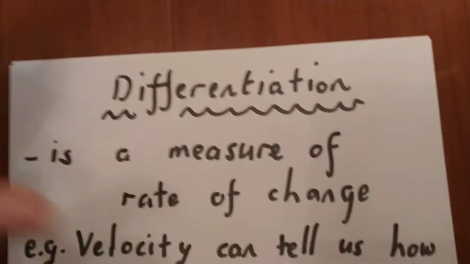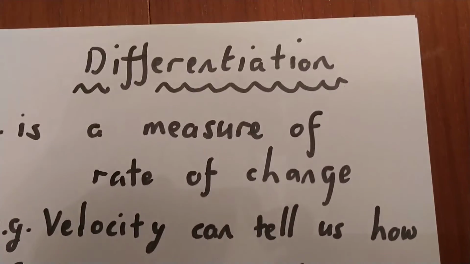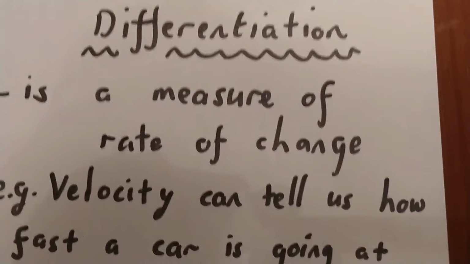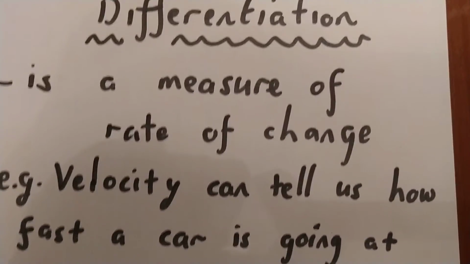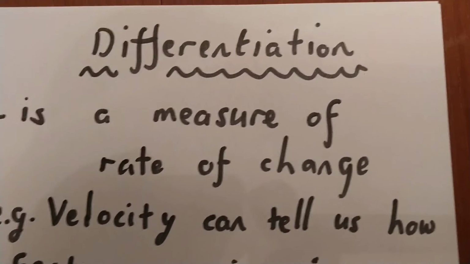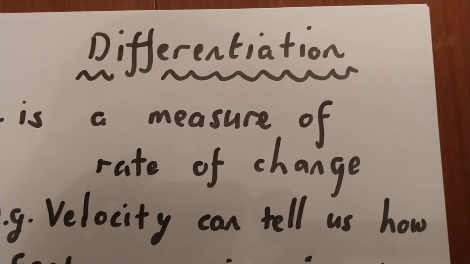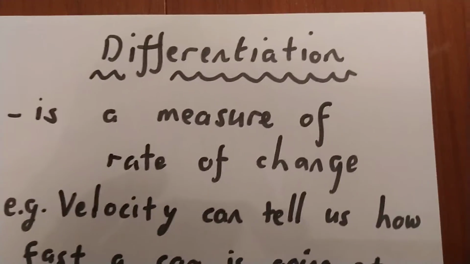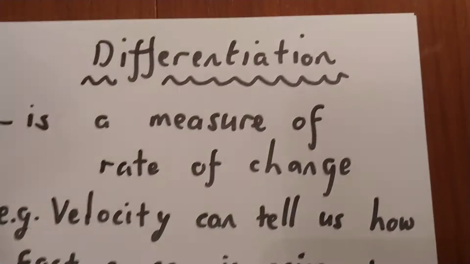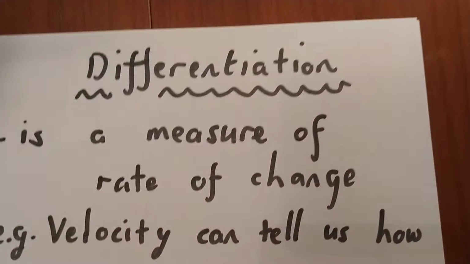Differentiation measures how fast something is changing. Now, we're beginning the notes for differentiation on page 2, so we're going to leave page 1 for the moment, but you might want to make a note of this, say on the back of page 1, so it's opposite page 2 for reference. So, as I say, differentiation is a measure of the rate of change.